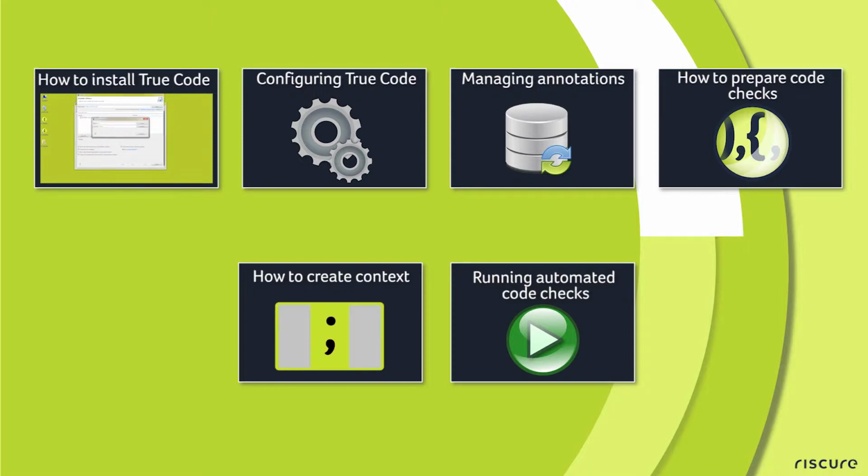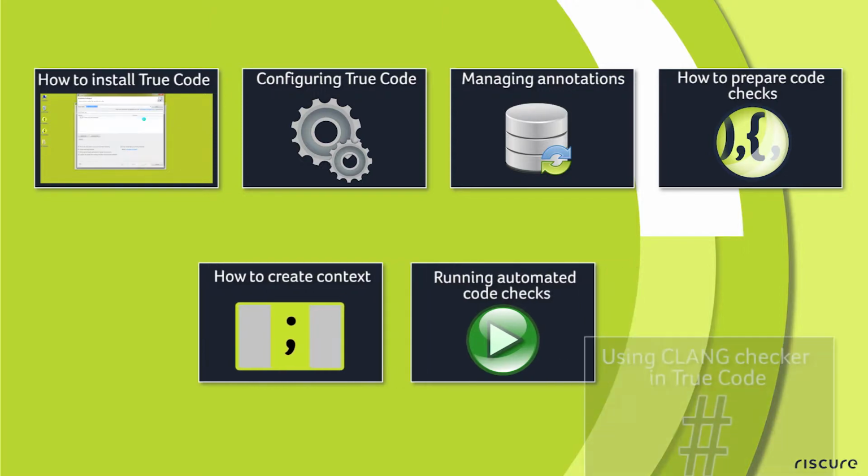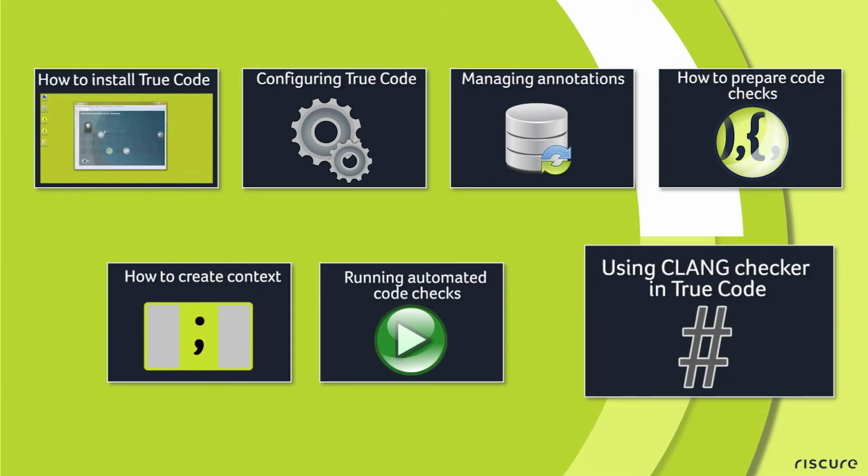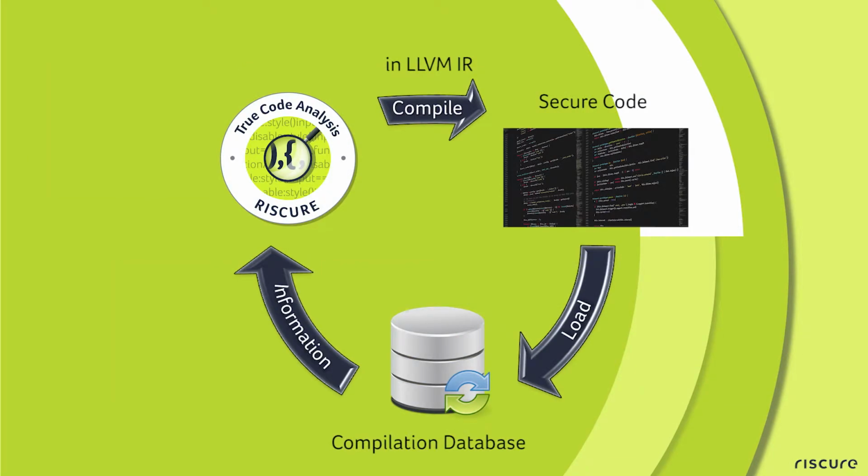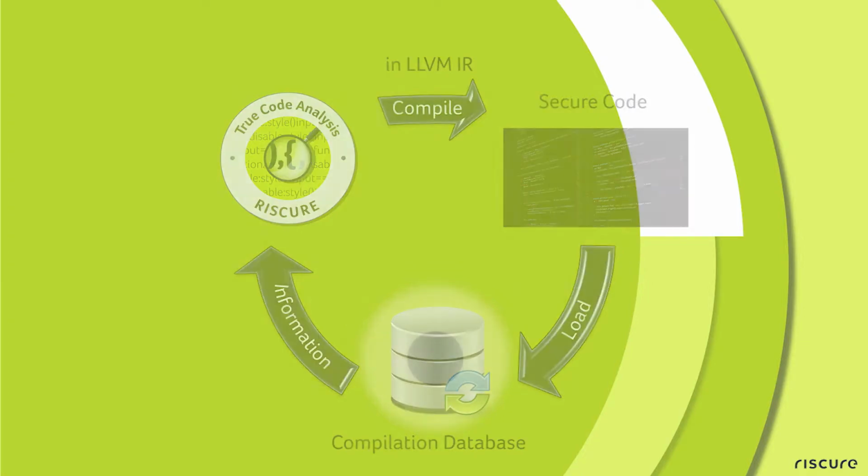One of the most important parts of True Code is how to configure the clang compilation database. As we've said in a previous video, True Code needs to compile the source code into LLVM-IR in order to analyze efficiently. True Code has the simple option to compile the code of the developers from a compilation database.